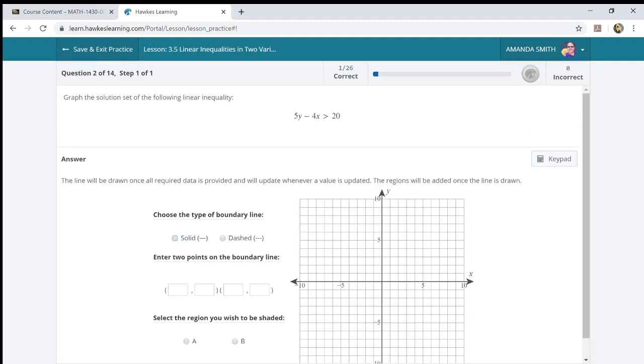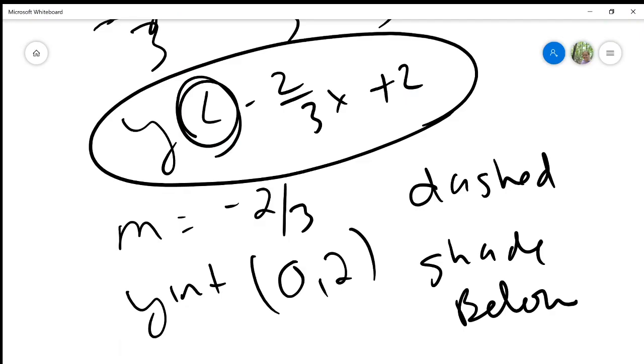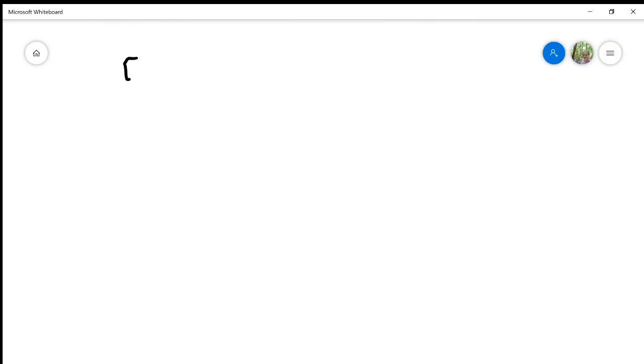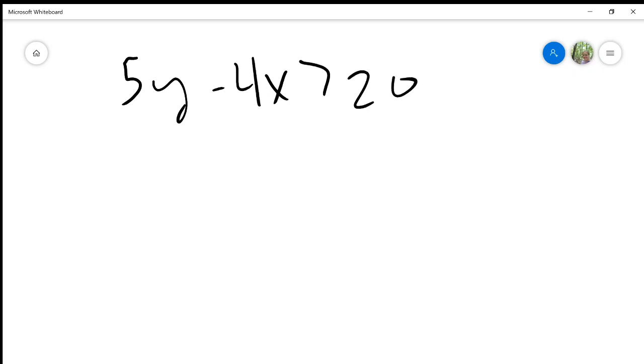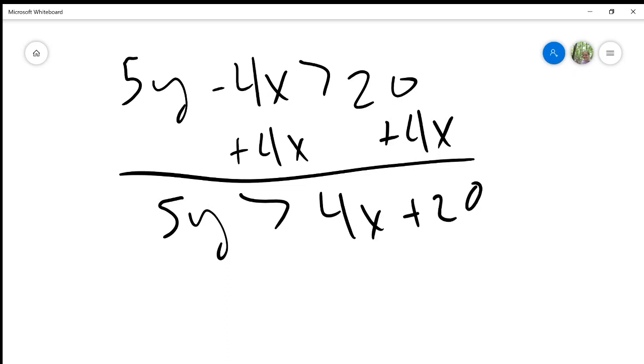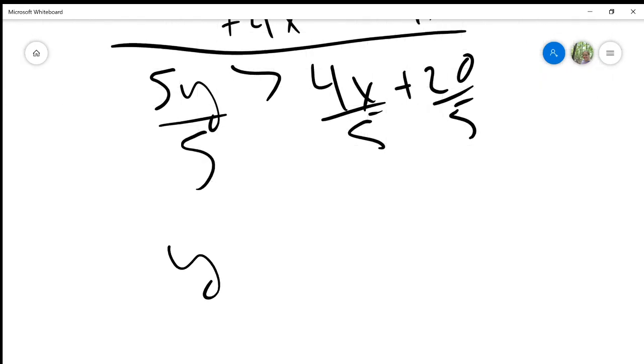Okay, so the same type of question. We will get back to the drawing board and give this one a go. So I need to clear this out so we can start again. And so we have 5y minus 4x is greater than 20. And so again, here we go, getting this thing into slope-intercept form by adding 4x to both sides. So 5y is greater than 4x plus 20. Excuse the dog in the background. Divide everything by 5. And that will give me y is greater than 4/5 x plus 4.